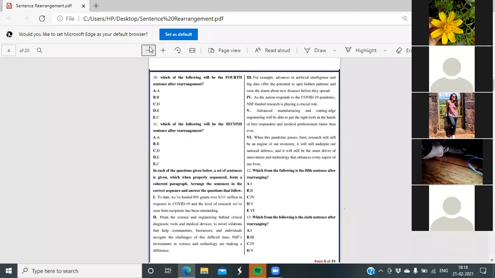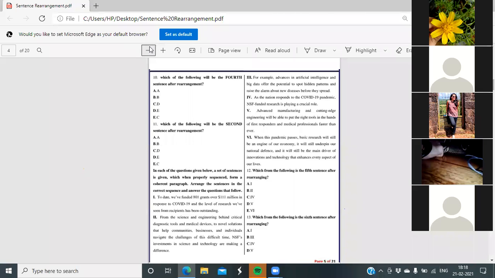So the first one is, to date, we have funded like 801 grants over $111 million in response to COVID-19, and the level of research we have seen from the recipients have been outstanding. Because the whole paragraph speaks about COVID-19, there should be some opening statement. That's the reason the first one is the apt statement.